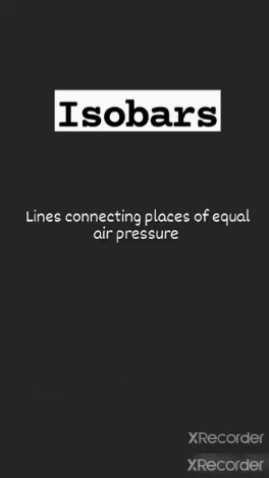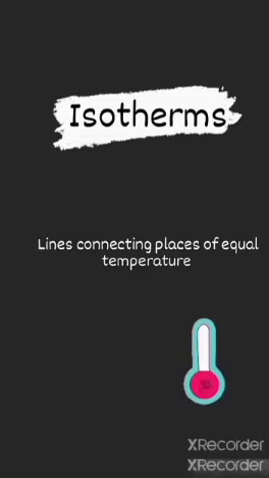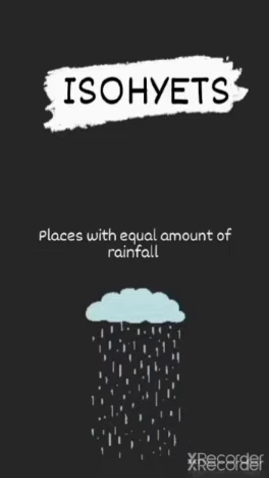Out of these, the cross lines are on the weather maps. The first ones are the isobars. These are the lines that connect the places of equal air pressure on the weather maps. The next of the cross lines are the isotherms. These are the lines which connect the places of equal temperature on the surface of the earth.